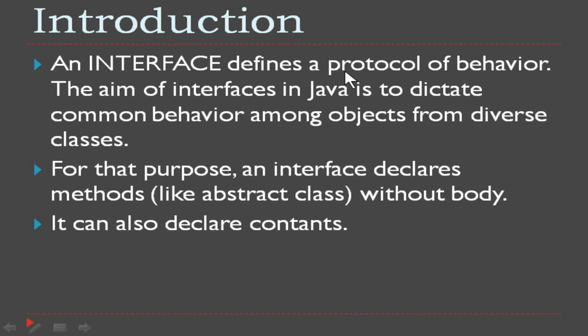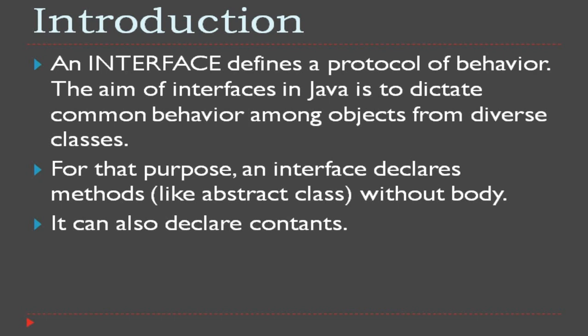An interface defines a protocol of behavior. Here you are going to set some rules to be followed. The aim of an interface in Java is to dictate common behavior among objects from diverse classes. So here you will have many different types of classes. If you are using interfaces, it dictates some norms, some common behavior in all the classes.